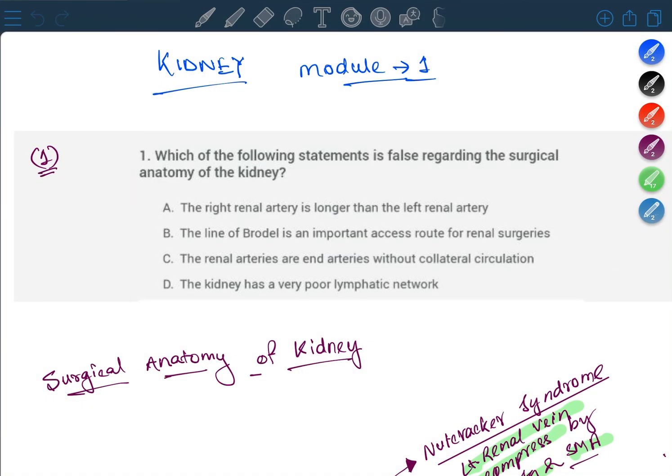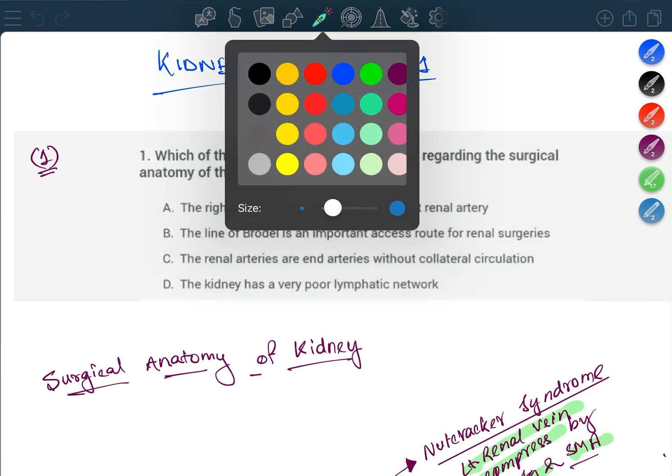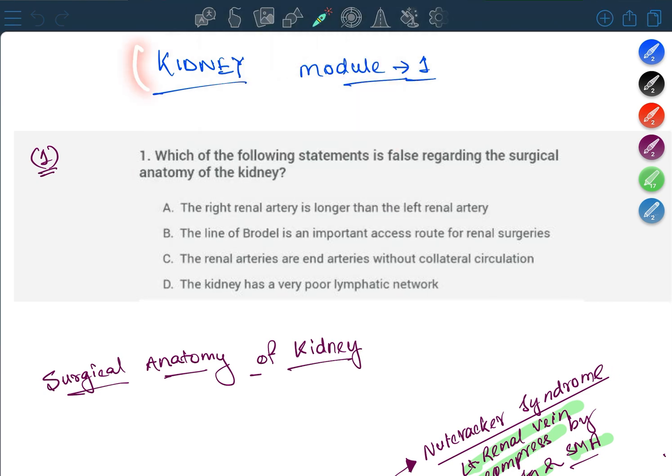Yes, so welcome. Today we will start with the nephrology modules in surgery. So this is the first module of kidney. Let's start. Let me tell you how it will be.